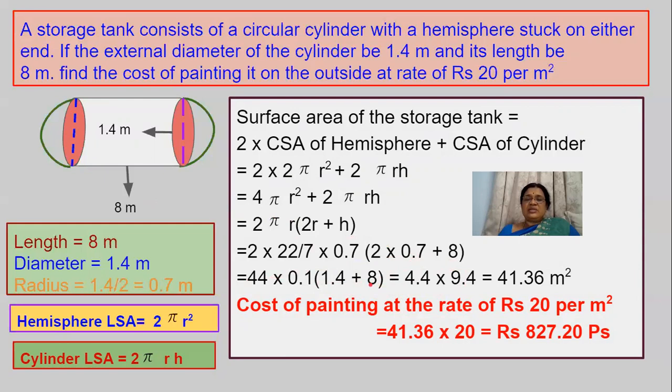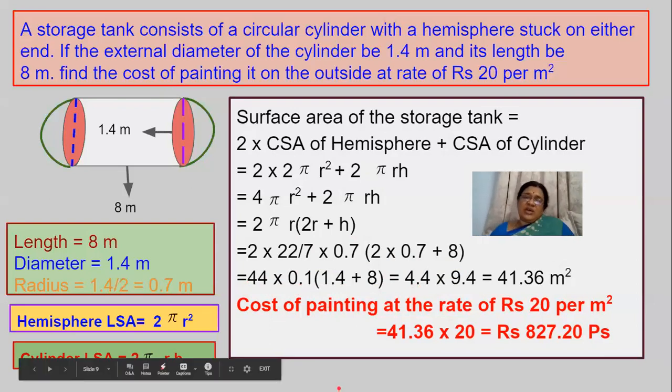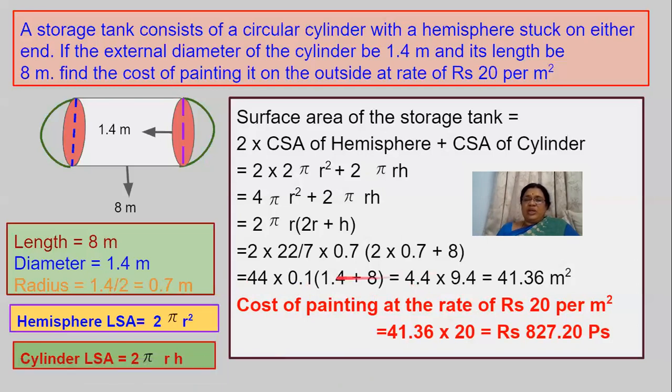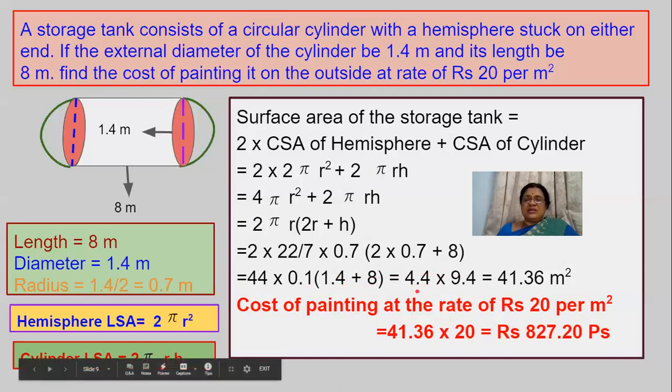See here, 8 plus 1, it is 9, 9.4. Here 44 I kept, here I have kept 4.4. Why? Because when you multiply 1 with 44, you'll get 44. And the point is there after one digit, so you have to put a point after one digit. So here you'll get like this, and when you multiply these two, you'll get how much it is. So this one, when you multiply, you'll get like this.